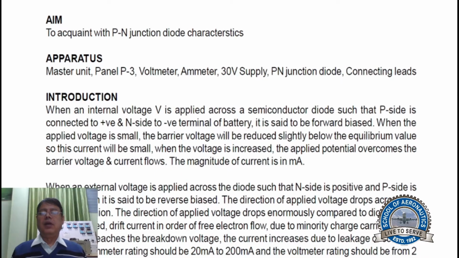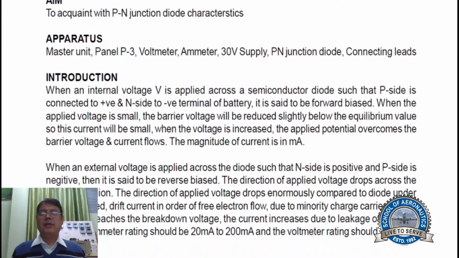Introduction. When an external voltage V is applied across a semiconductor diode such that the P side is connected to the positive side and the N side is connected to the negative terminal of the battery, it is said to be forward biased. When the applied voltage is small, the barrier voltage is reduced slightly below the equilibrium value, so the current will be small. When the voltage is increased, the applied potential overcomes the barrier voltage and current flows. The magnitude of current is in milliampere.